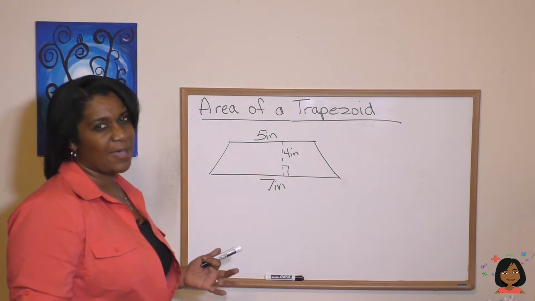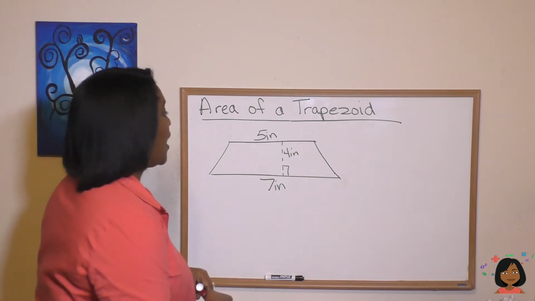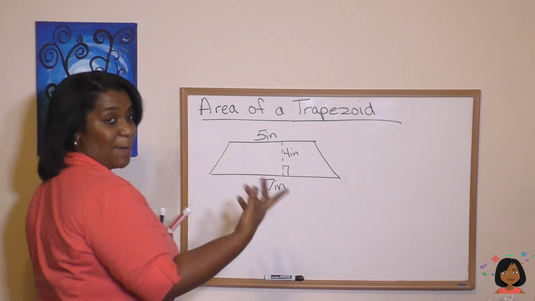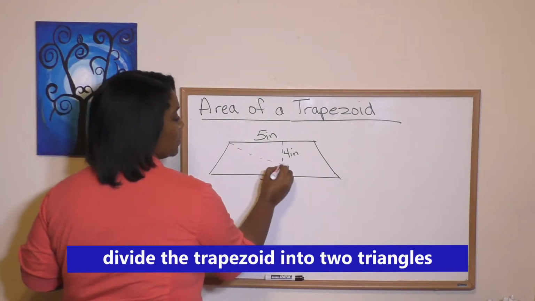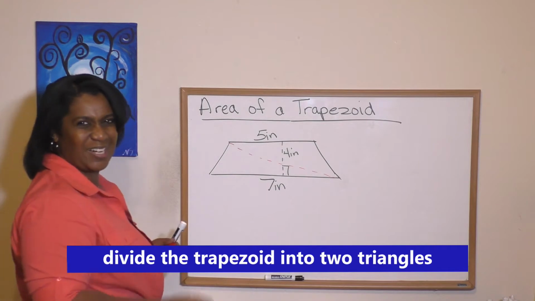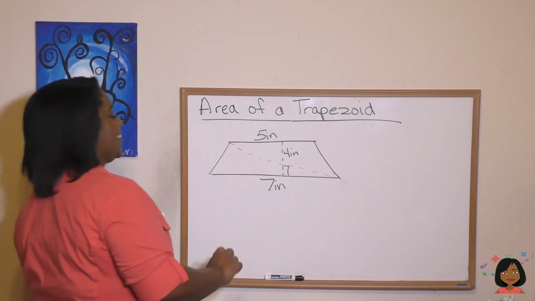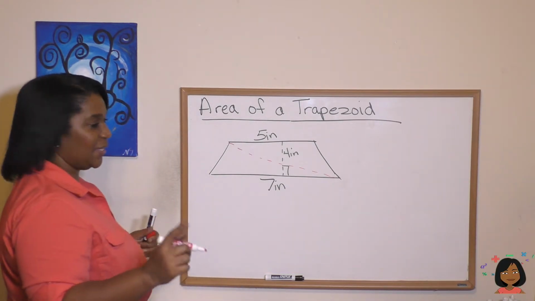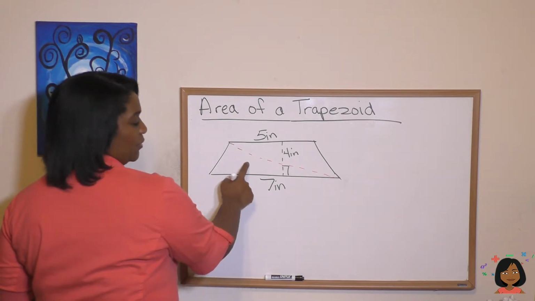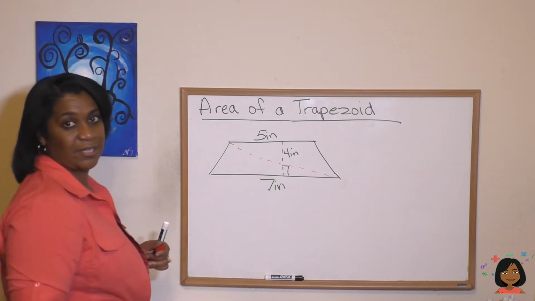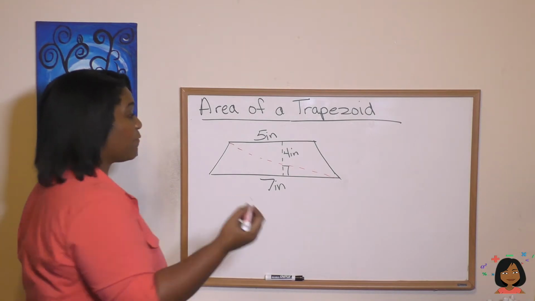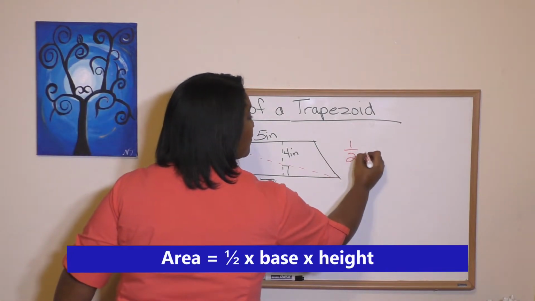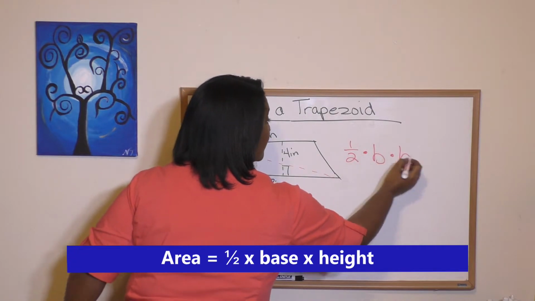Okay, now how do we find the area? Well, I want you to notice that a trapezoid can be divided into 2 triangles. Oh, that wasn't a very good straight line. Pretend it's straight. Now, what does that mean? It means we have a triangle here, and we have a triangle here. And what do we need of triangles to find their area? Well, the formula is 1/2 base times height.